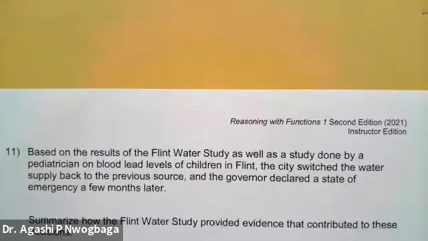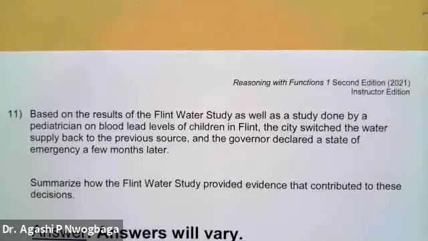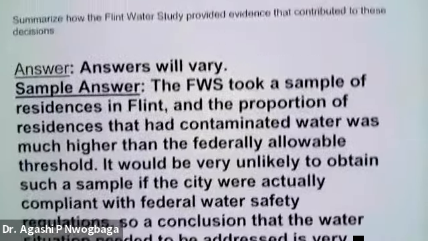Again, we do this in your own words. Answers will naturally vary. So, this is a possible answer.